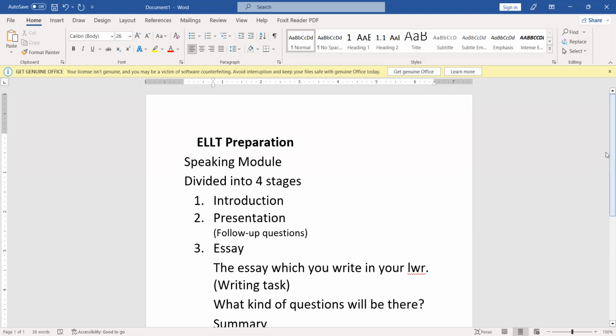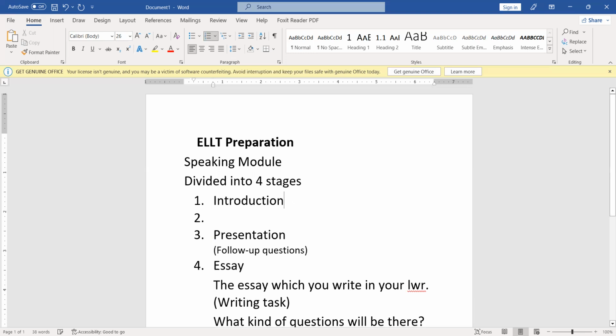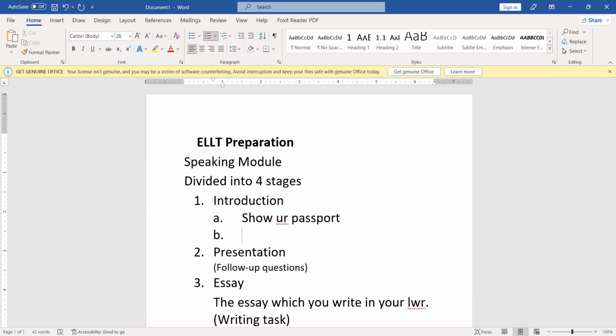We are discussing the speaking module, right? The speaking module has been divided into 4 stages. And how many stages? 4 stages. The first one is introduction. In introduction, you will be asked to show your passport.